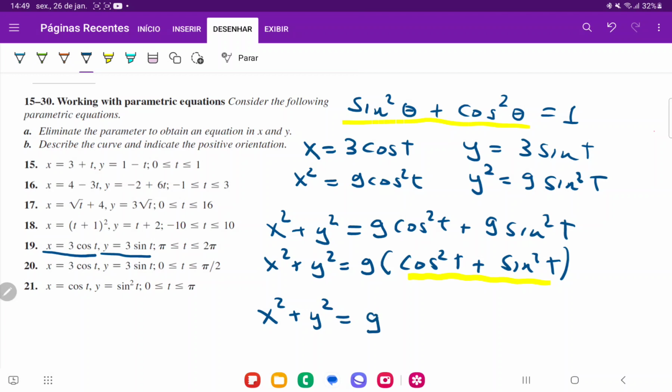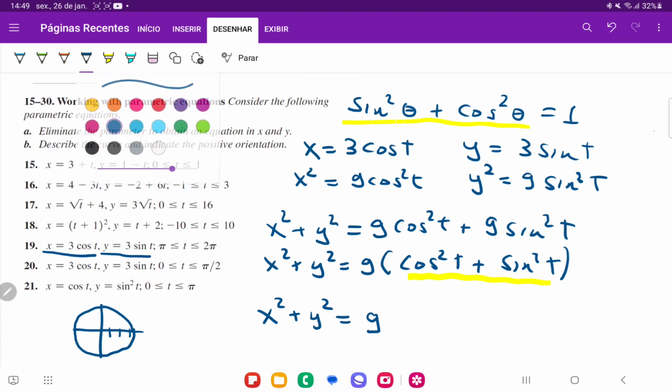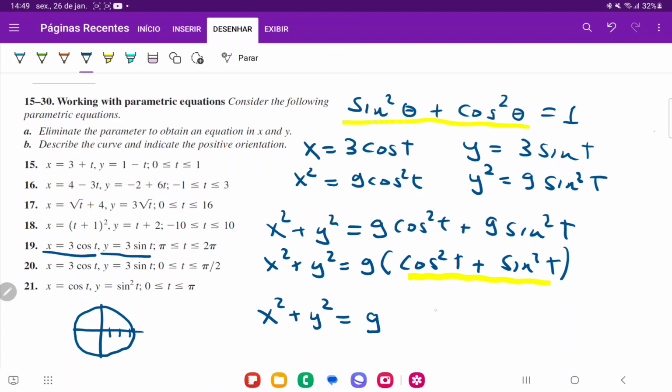And now we know what this looks like, right? Because this is just the equation of a circle that's centered at the origin with radius 3. So 1, 2, 3, it would go something like this. So this means that a circle with radius 3 centered at the origin.